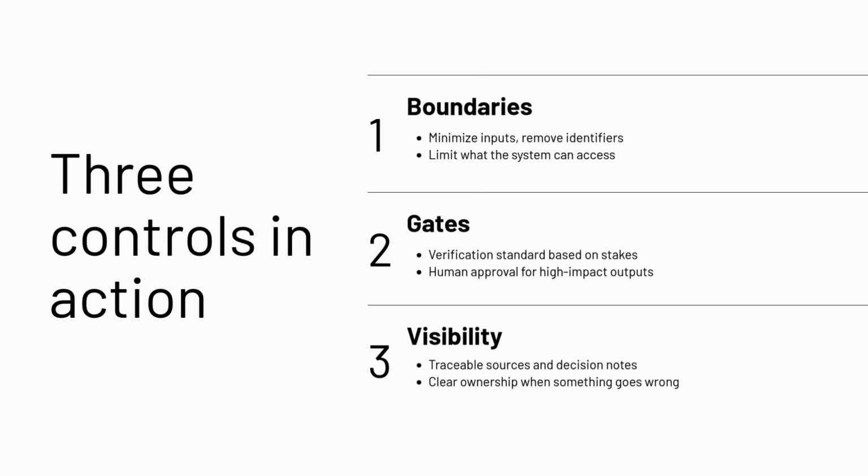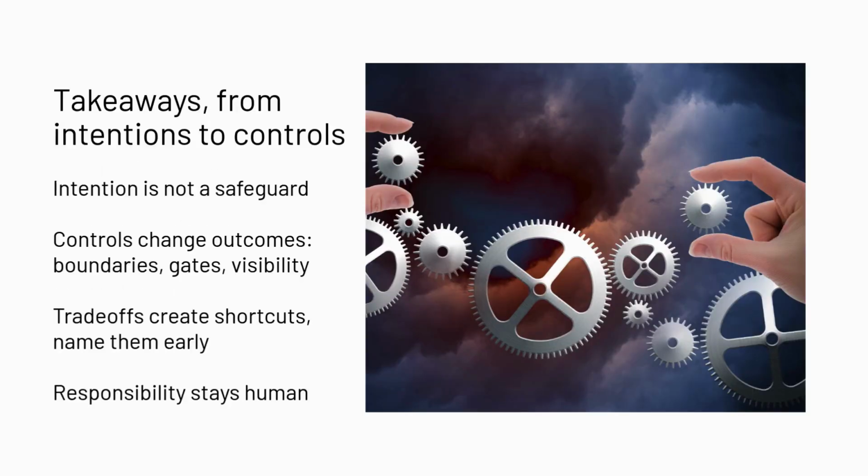Shortcuts usually come from pressure. Controls are how we stay responsible anyway. Here's the takeaway. Intention is not a safeguard. Controls change outcomes: boundaries, gates, visibility. Trade-offs create shortcuts, so name them early and design around them. Responsibility stays human. Next, we'll apply the same control toolkit to common failure patterns: privacy and inference risk, attack patterns, environmental impacts, and responsibility at scale.